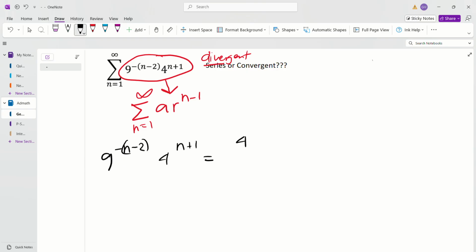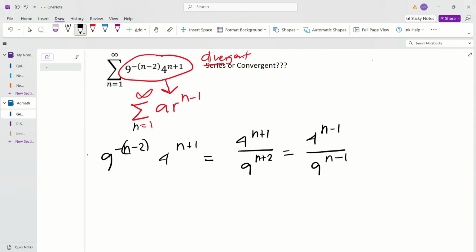This equals 4 raised to n plus 1 over 9 raised to n plus 2. So we simply reciprocate this term. Next, ideally we want to have an exponent which is r raised to n minus 1, right? So let me write 4 raised to n minus 1 over 9 raised to n minus 1.